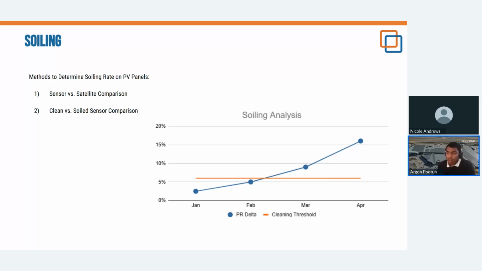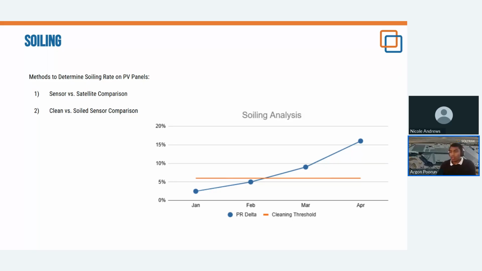And you can compare that over time and get a sense of if there's an increasing difference between those two measures. So for example, you can calculate performance ratio using the sensor data and performance ratio using the satellite data. And if that is diverging over time, you have an indicator of the soiling rate.